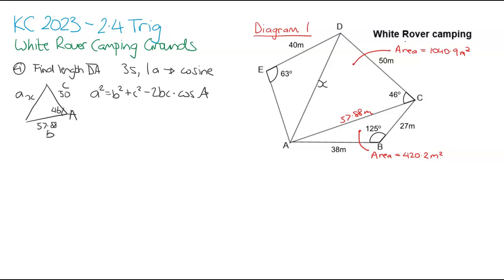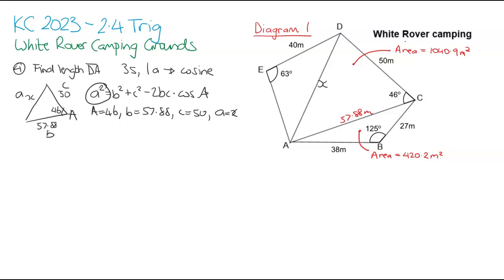So let's think about what we need to substitute. The angle, 46, is big A. So big A will be equal to 46. B will be equal to 57.88. And then C will be equal to the 50. And I've actually forgotten about little a, but little a is going to be x because that's what we're trying to find out. So our little a will be equal to x. So let's sub them all into this equation.